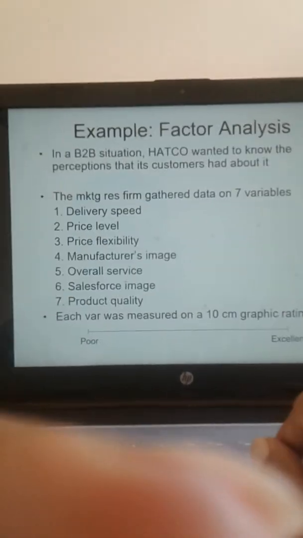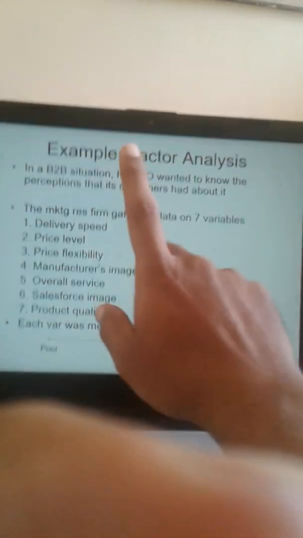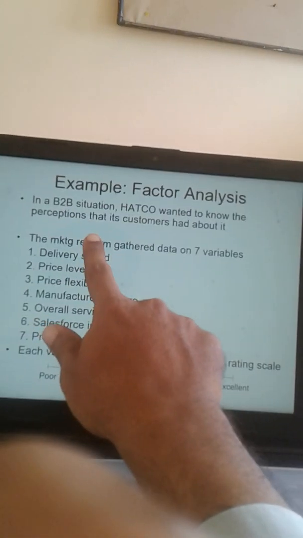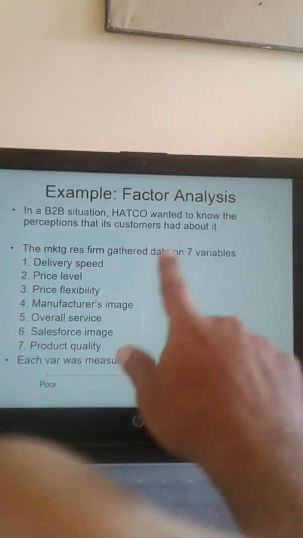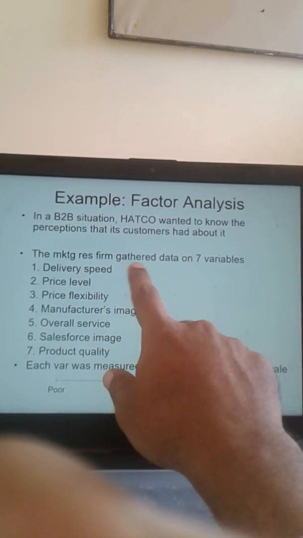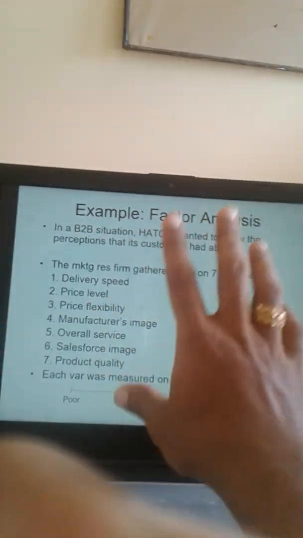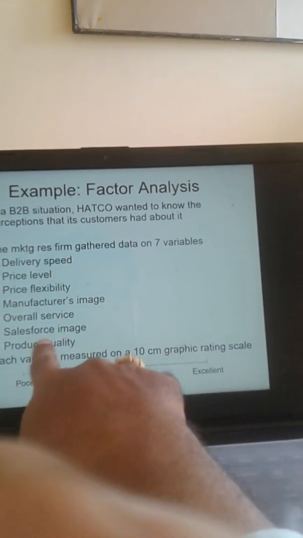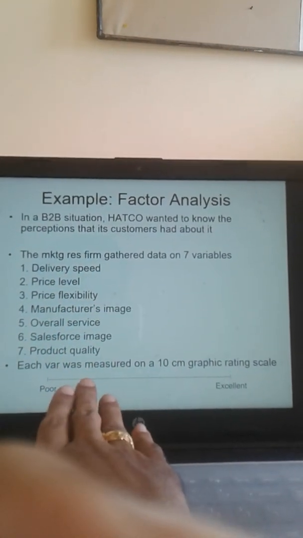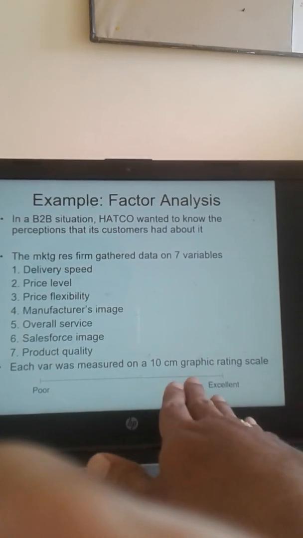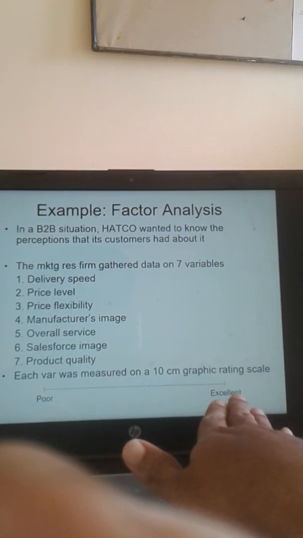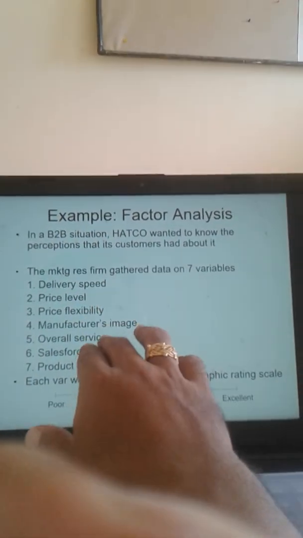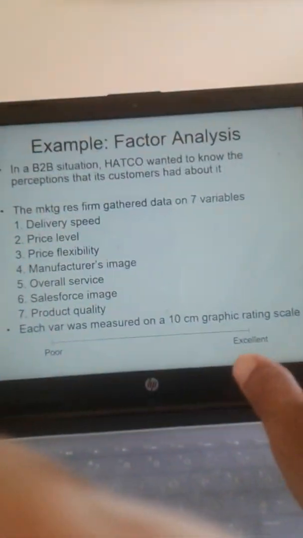All right, so here another example is being considered. In a B2B situation, this company wanted to know the perceptions that its customers had about it. The market research firm gathered data on 7 different variables: delivery speed, price level, and so on and so forth. Each of these variables was measured on a 10 centimeter graphic rating scale, starting from poor to excellent, with 10 different points on this particular scale, and each of them was measured on this scale.